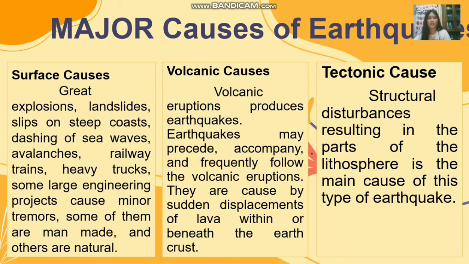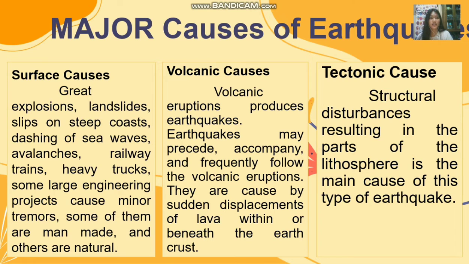First one is the surface causes. Great explosions, landslides, slips on steep coasts, dashing of sea waves, avalanches, railway trains, heavy trucks. Some large engineering projects caused minor tremors. Some of them are man-made and others are natural.